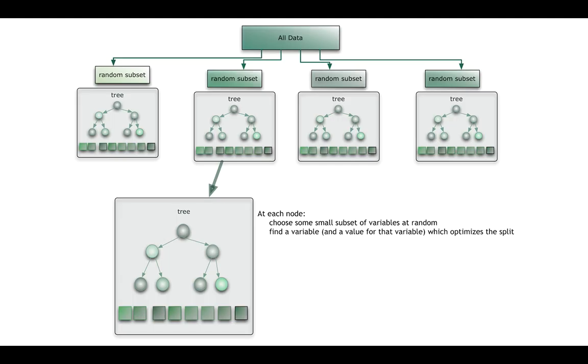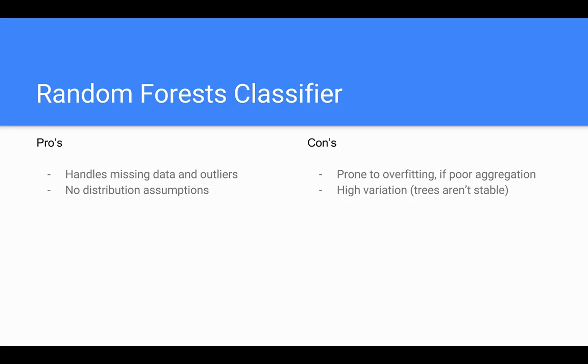This is just a diagram explaining that. You can see we take all the data and we distribute it randomly amongst the number of trees that you specified. In the case of our experiment, we use 300. And then you can see at each node, you choose some subset of variables, and you try to optimize the split as you go.